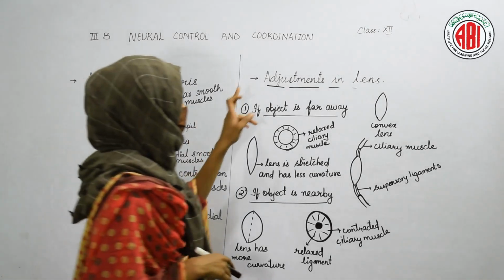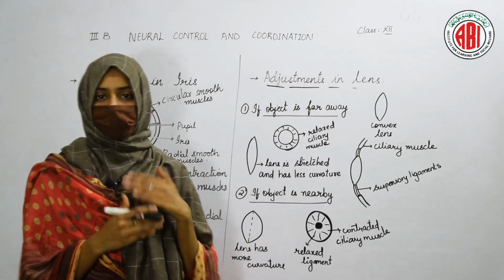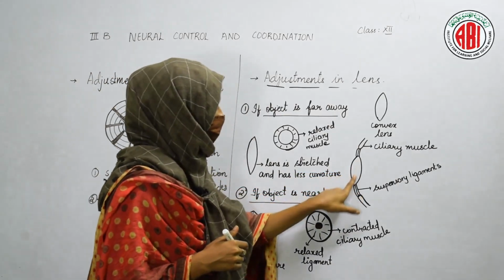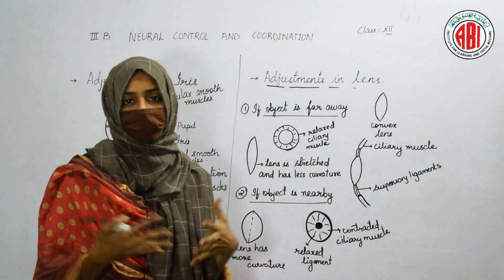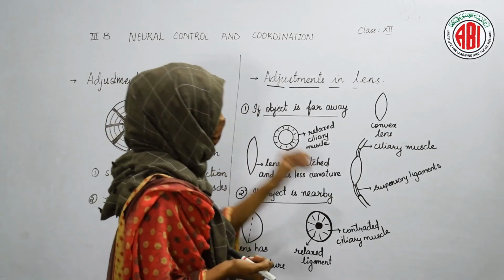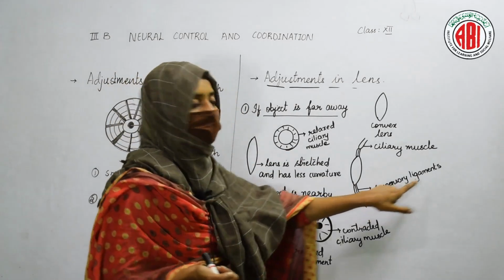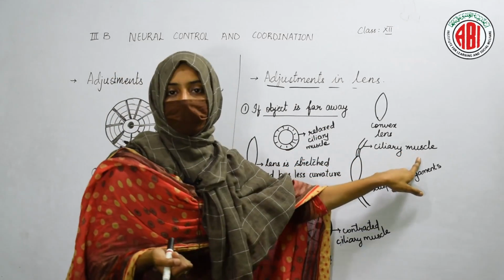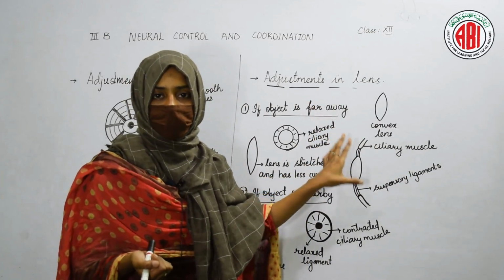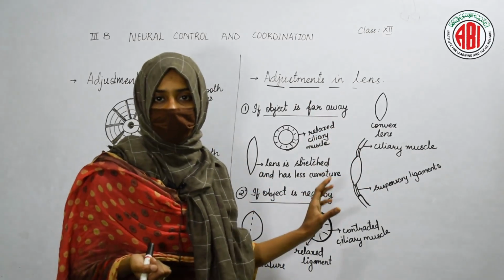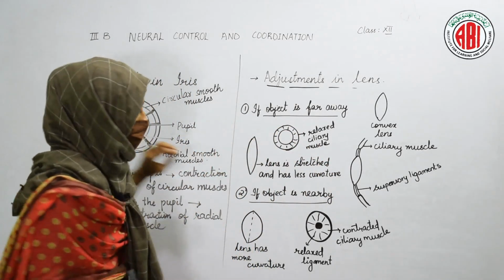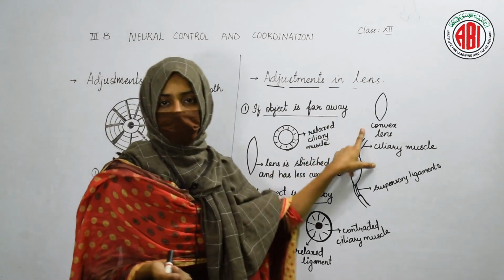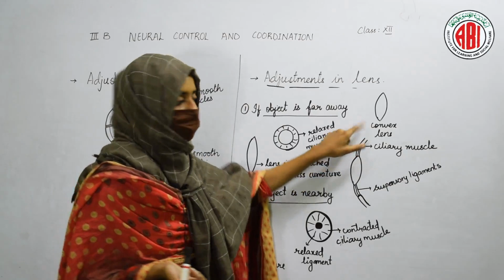Let us move to the other topic, that is adjustment in the lens. We know that behind the iris, the lens is present. Here you can see this is our lens. The lens is attached with some fiber-like material, and that thread-like material is called suspensory ligaments, and these suspensory ligaments are attached to the ciliary muscle. So now the contraction and relaxation of the ciliary muscles regulates the position of the lens, the adjustment in the lens. Our lens is in convex shape, so we call our lens a convex lens.